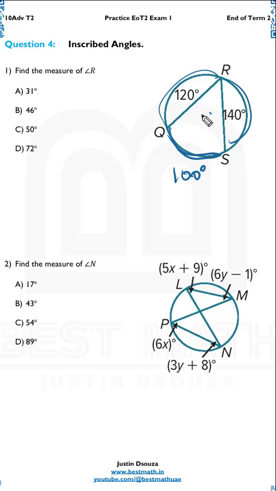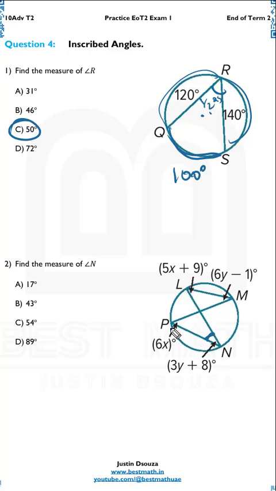Now it's not at the center. If it was at the center, it's 100 itself, but they want to find R, measure of arc R. Whatever is the outer angle, QS, it'll be half of QS. So half of 100 is 50 degrees. Find the measure of N, this one.